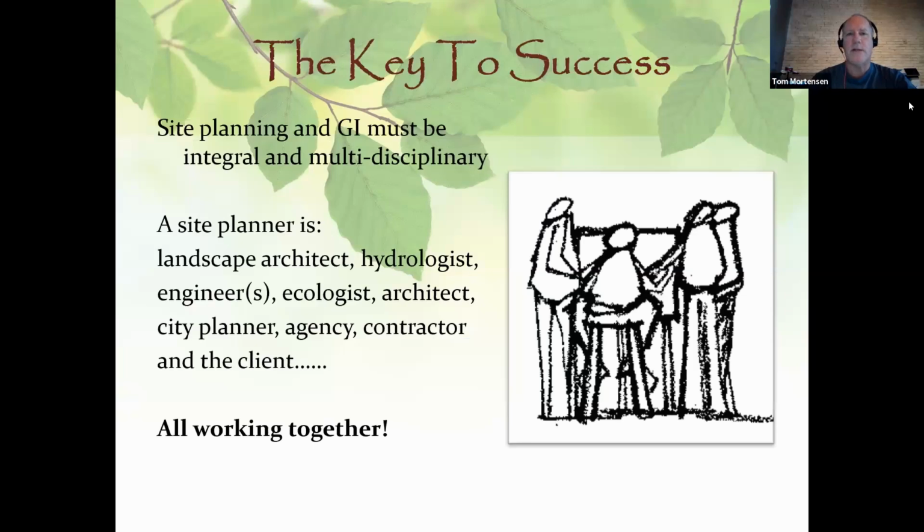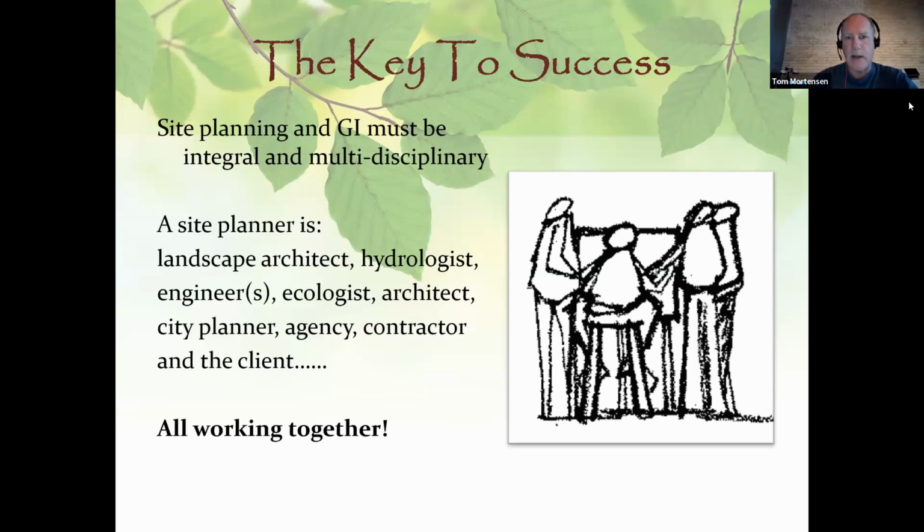So the key to success in all of this, and this is probably very obvious to many of you, is really getting involved early with a multidiscipline team. I'm a landscape architect, but I'm also a site planner. And having a hydrologist or an ecologist, especially, I mean, I'm not an ecologist. I'm not an arborist. I'm not all of those things having to do with plants and vegetation. I'm not a horticulturist.